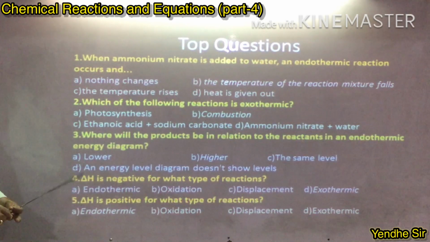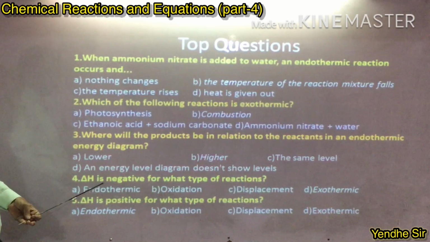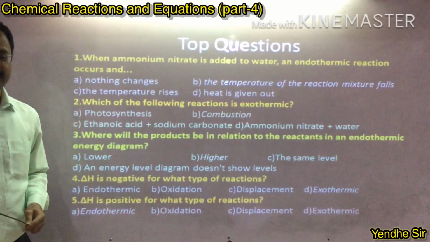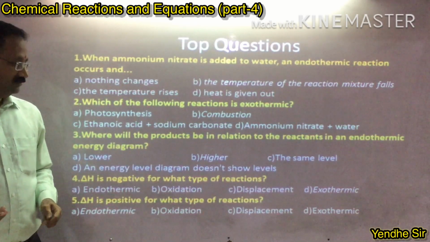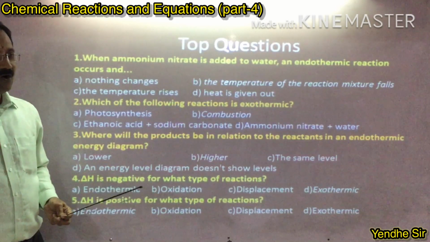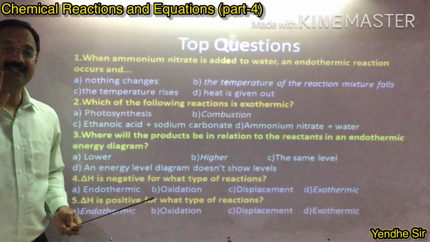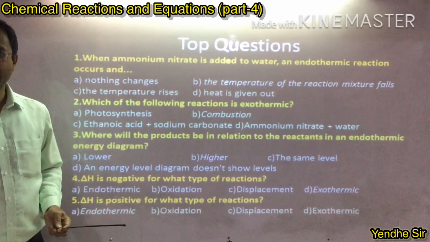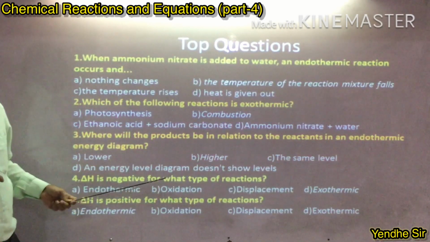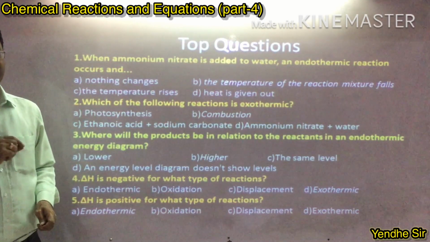Now see delta H. What is this delta H? It is the energy level. Is negative for what type of reaction? Negative means heat is negative. For which type of reaction? Is it exothermic or endothermic? Yes. Here the energy will evolve. Evolve means what? Out. So for the out, which word is correct? Exo. So therefore, in this one, option D, exothermic reaction, is the correct option.